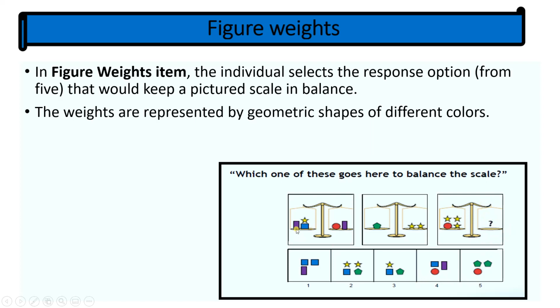And here you can see that some relationship between different shapes have been drawn. For example, here are two colored bars and one star. This is equal to this one circular ball, and this one pentagon is equal to two stars. And based on this relationship, we have to select. Now here there are three stars and one ball. Then which of these objects will exactly balance this? This is the sort of items which are presented in figure weights.